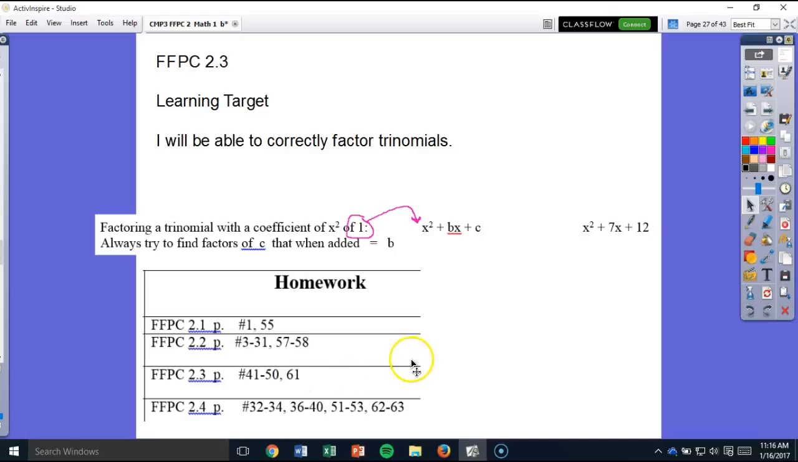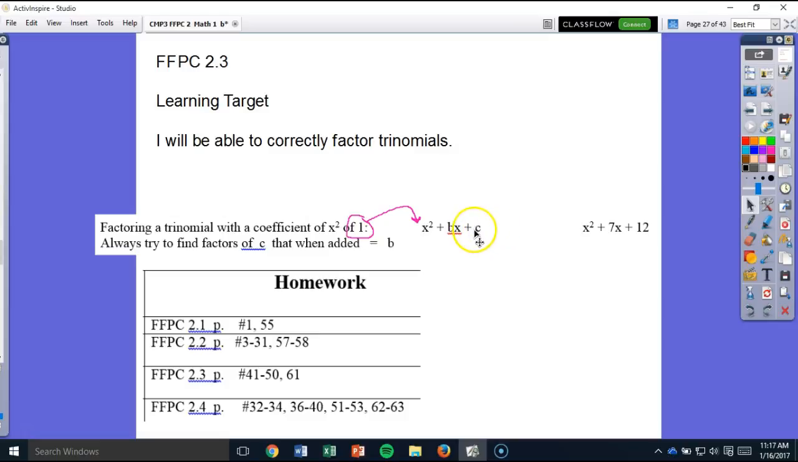Well, what exactly is a trinomial? It's an equation that has three terms in it. And so we have our x squared term, our bx term, and our c term. Well, when factoring a trinomial with a coefficient of x squared of 1, pretend there's a 1 in front of our x squared here, we always want to try to find factors of c.